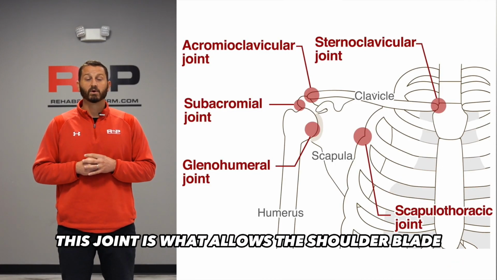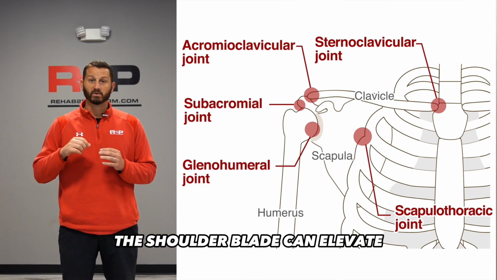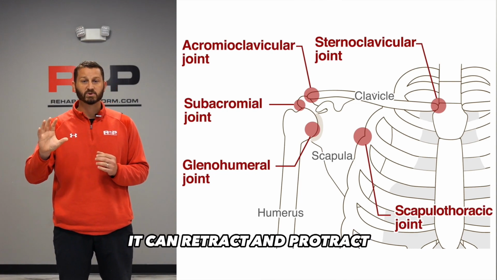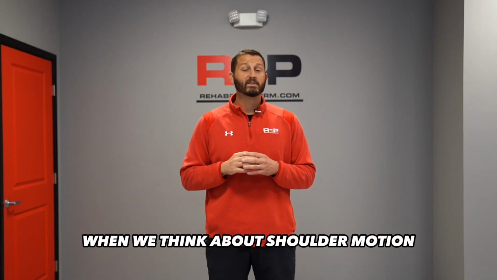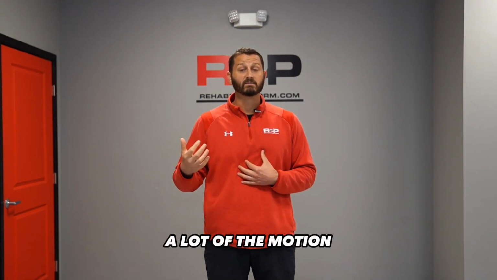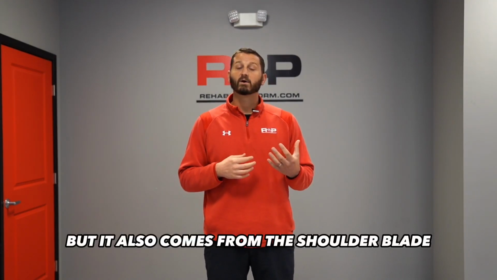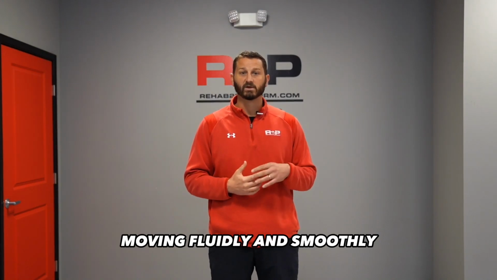This joint is what allows the shoulder blade to move. The shoulder blade can elevate, it can depress, it can retract and protract, and it can also have an upward or a downward rotation to it. When we think about shoulder motion, a lot of the motion does come from the glenohumeral joint, or the ball and socket, but it also comes from the shoulder blade moving fluidly and smoothly on the rib cage.